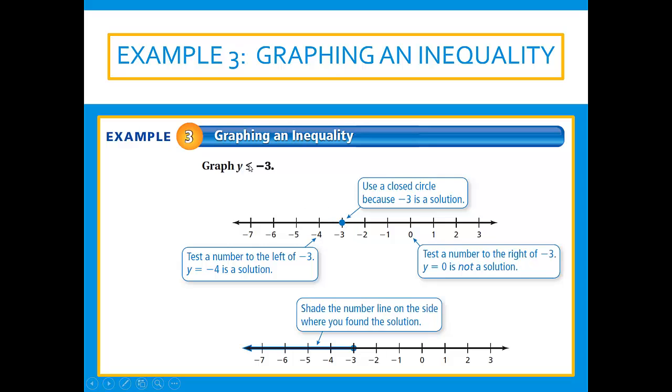Now, since it says it's less than or equal to -3, we need to shade the numbers that are less than -3. So we can check a number on each side. We could check and see if -4 could be a solution. So -4 is less than or equal to -3, and that is a solution. We could also test a number on the right-hand side of -3, which we could test 0. 0 is less than or equal to -3, and that is not a solution. So we are going to shade to the left. So we would have -3 as a solution, -4, -5, -6, -7, and it would keep going down the number line.